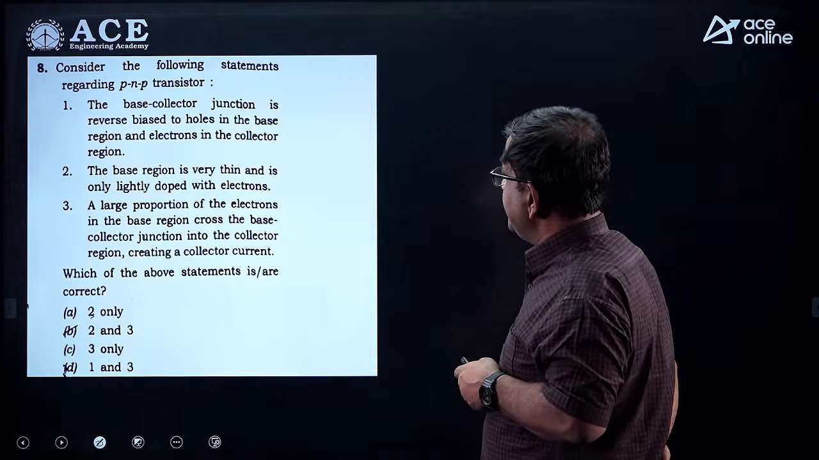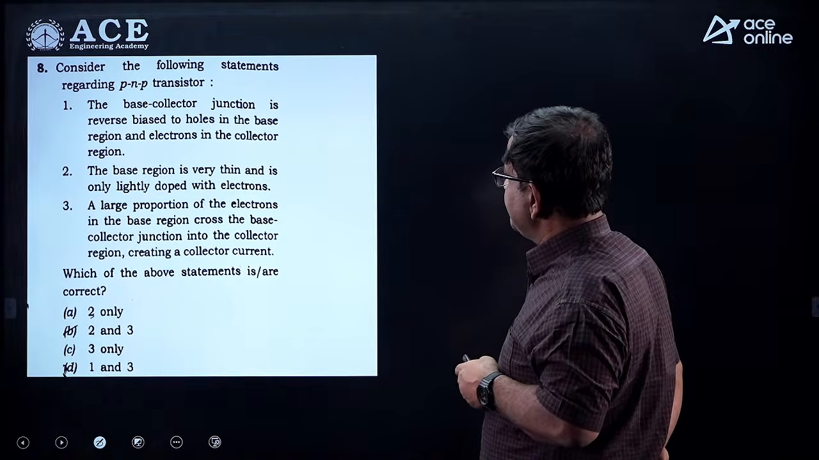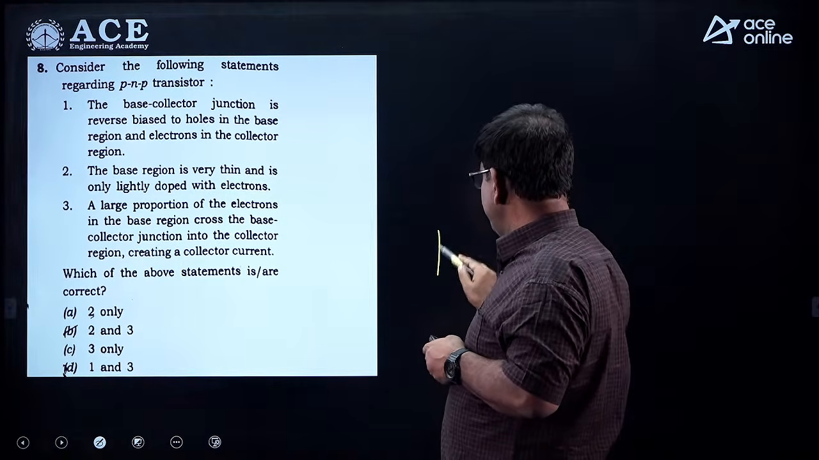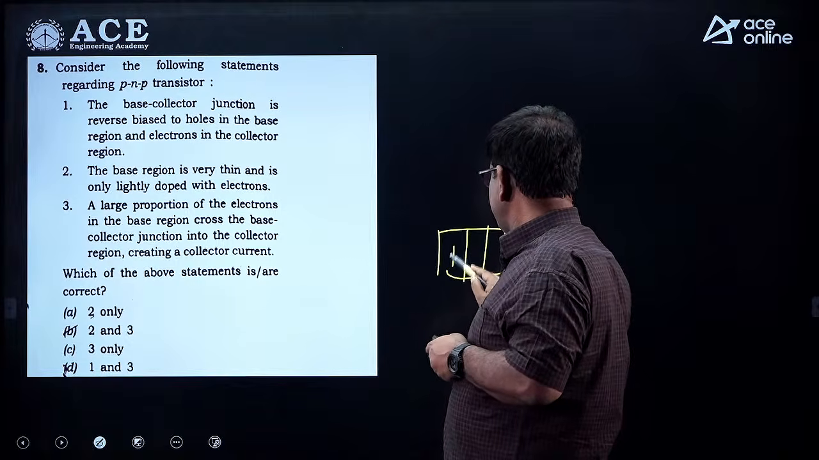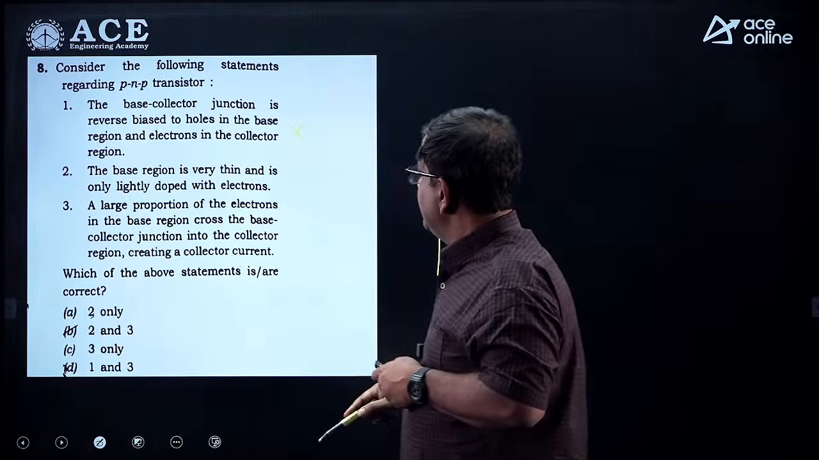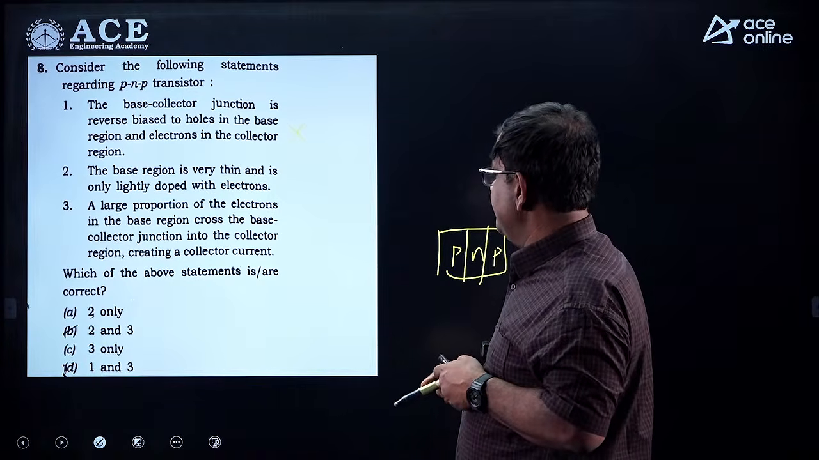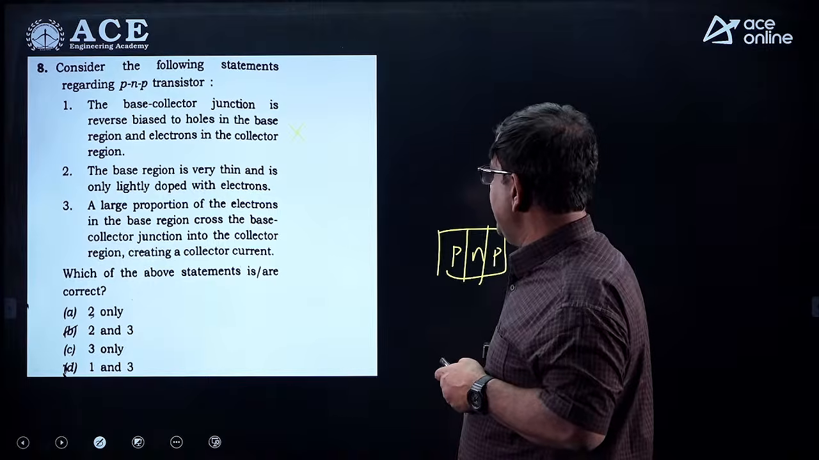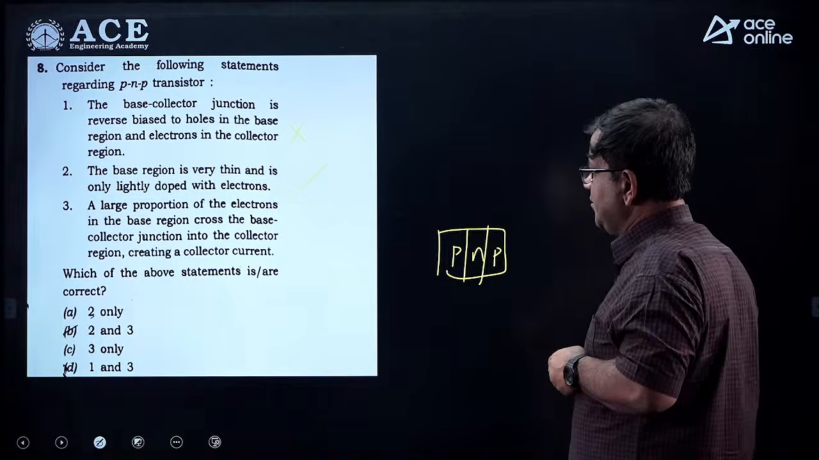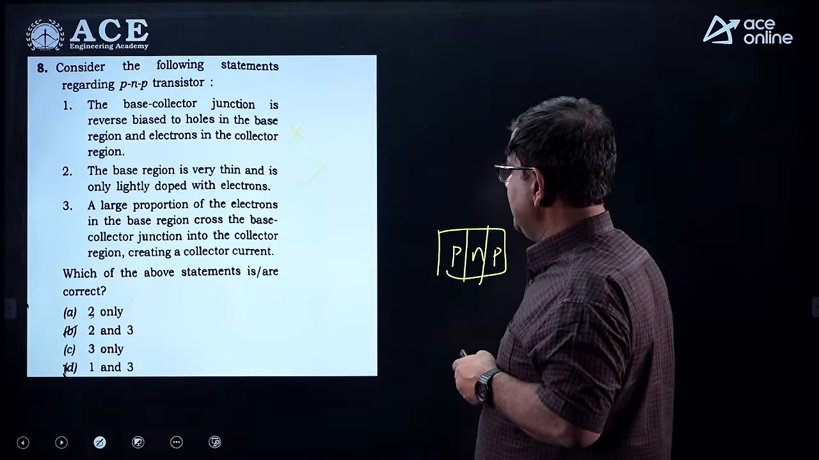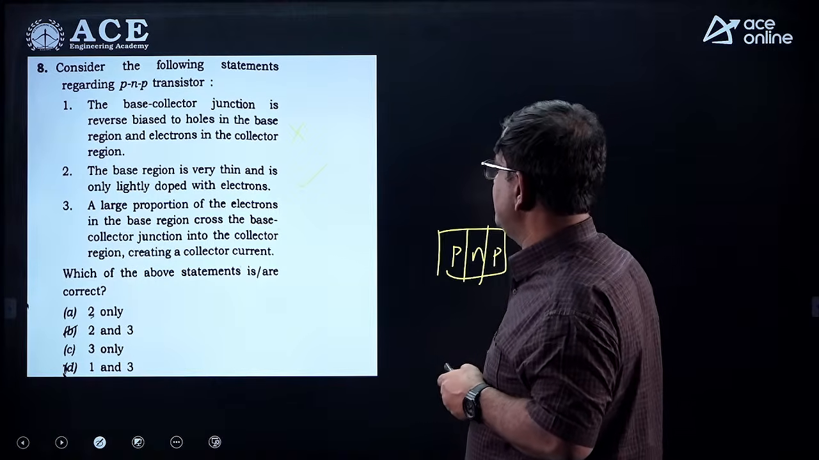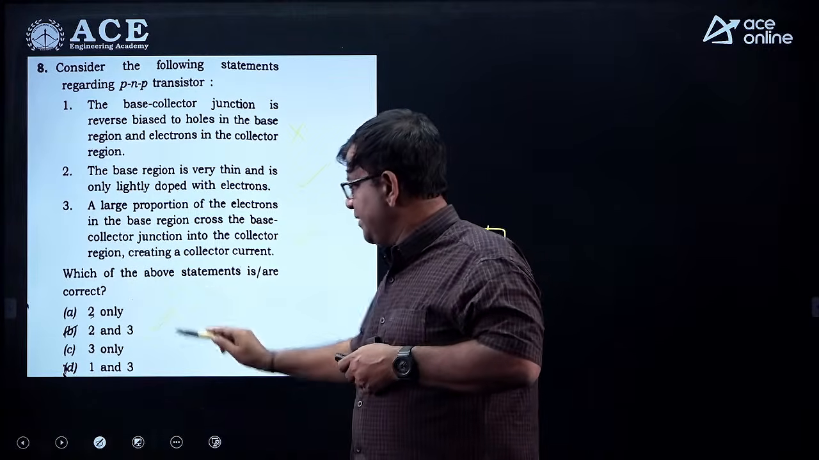Consider the following statements regarding PNP transistor. The base collector junction is reverse biased to holes. This is a PNP. In a PNP, the base is generally electron. The base region is very thin and it is only lightly doped with electrons. A larger portion of electrons in the base region cross the base collector junction into the collector, creating a collector current. So, 2 and 3 is the right answer, option B.